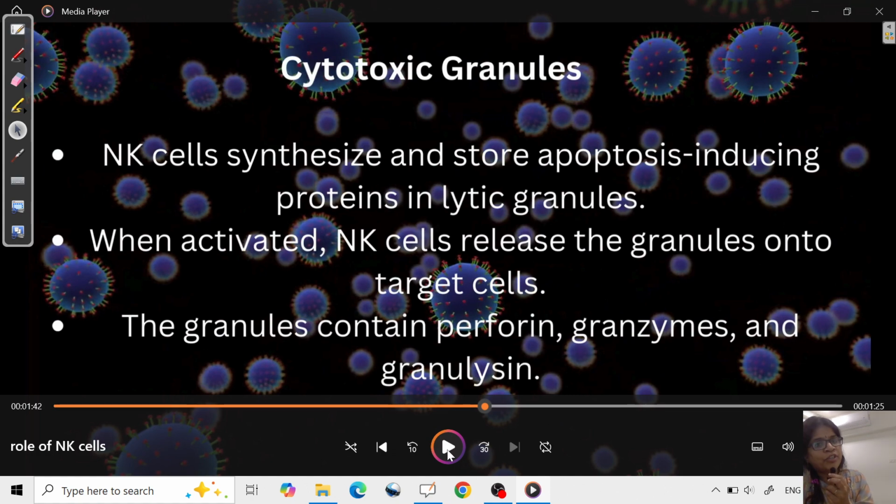Okay, the main function of NK cells is to synthesize and store apoptosis-inducing proteins. They have to make the cell undergo apoptosis, that process, right?